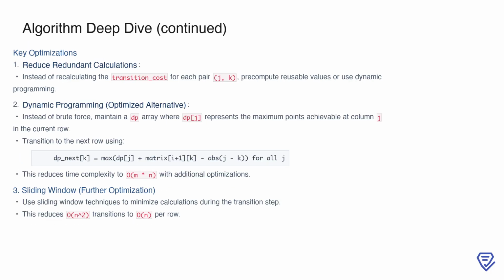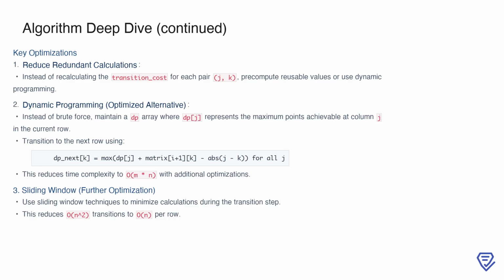To address the inefficiency of the brute force approach, we can leverage key optimizations. One such optimization is to reduce redundant calculations. Instead of recalculating the transition cost for every pair of cells, we can pre-compute reusable values or adopt a dynamic programming strategy. In this optimized approach, we maintain a DP array where each element represents the maximum points achievable at a specific column in the current row.